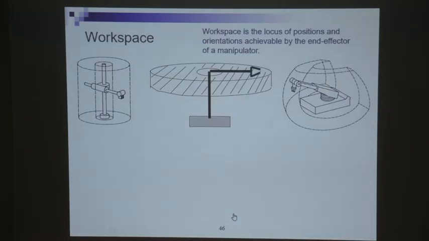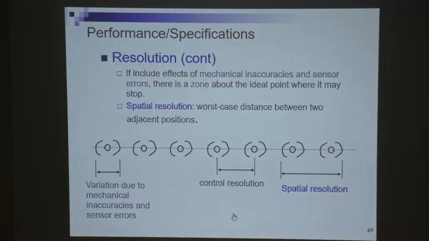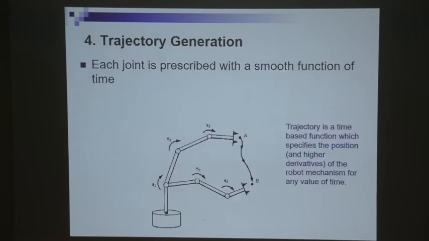You're looking at the design of the robot. So when you do the design of the robot, you need to consider all this. And then after that, you need to think about the trajectory. So, what about trajectory generation?